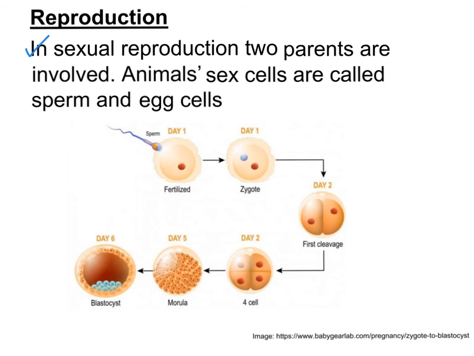In sexual reproduction, two parents are involved, and those parents have sex cells, which are called sperm and egg cells. So one parent will have the sperm, and the other parent will have the egg. And when they fuse and fertilize, you end up with a zygote. And this keeps dividing, and the cells keep on dividing till it becomes bigger and much more complicated. And eventually it will become a full-fledged offspring.